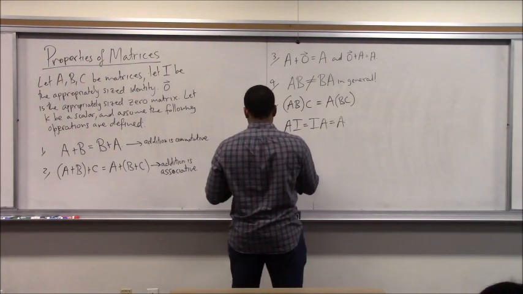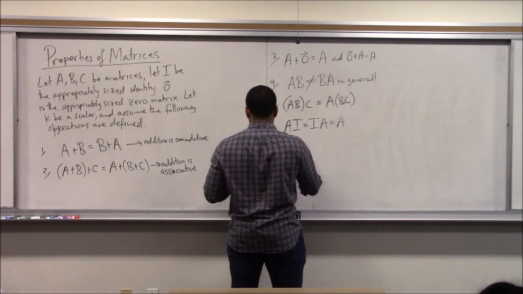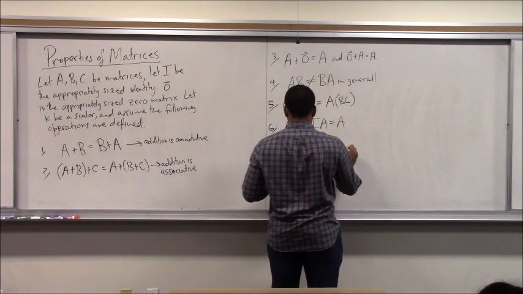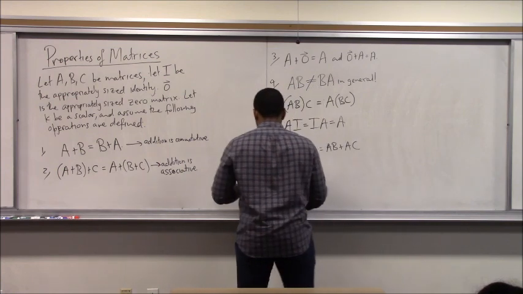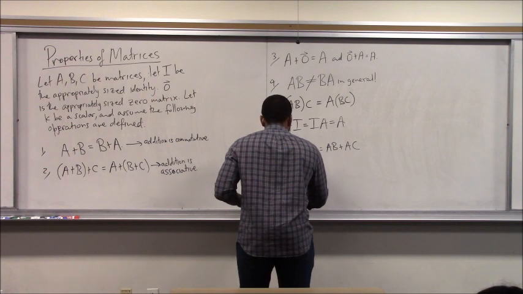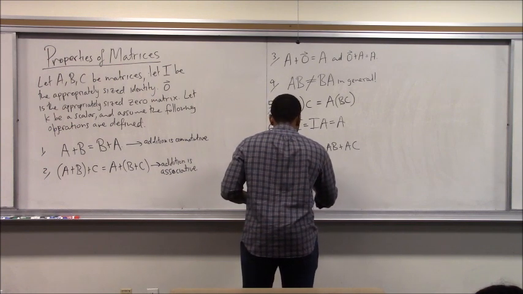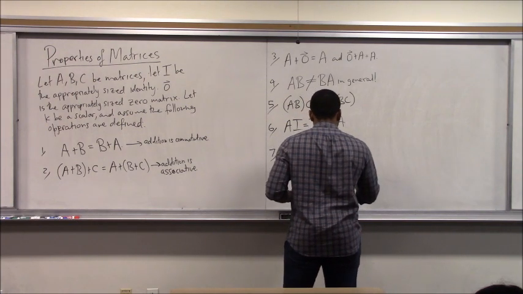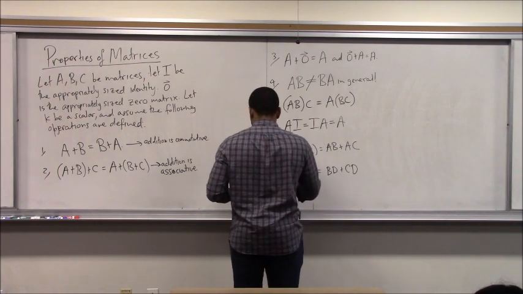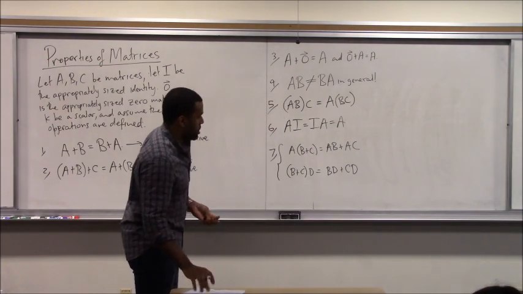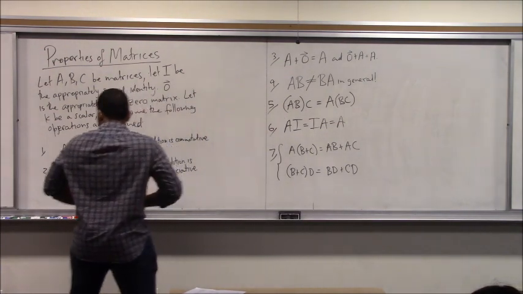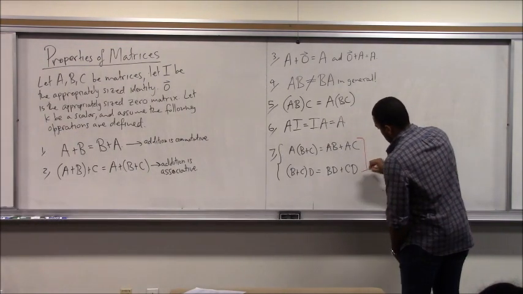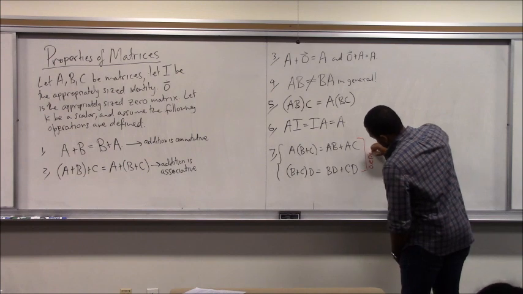Okay. Now, here. A times (B plus C) is equal to A times B plus A times C. And (B plus C) times D is equal to B times D plus C times D. And that means this is a distributive law. And again, let me warn you here, order matters.